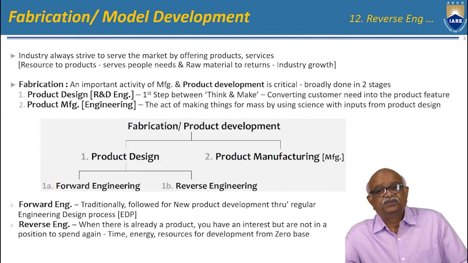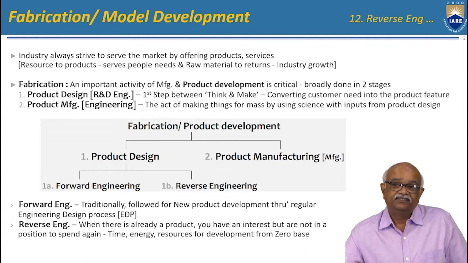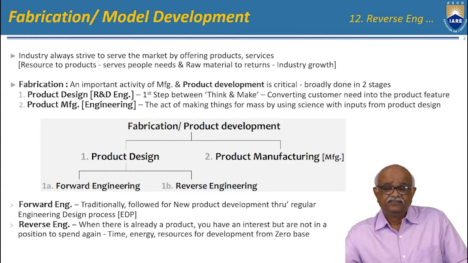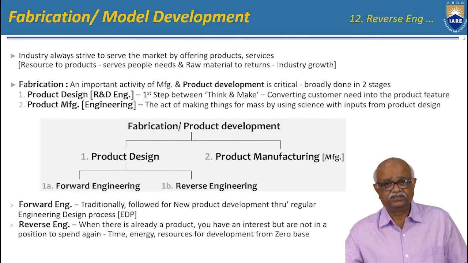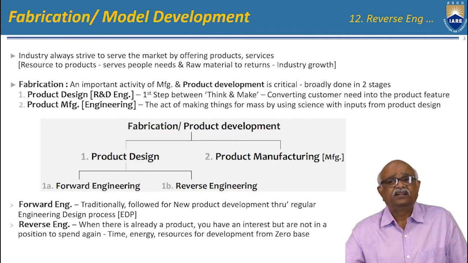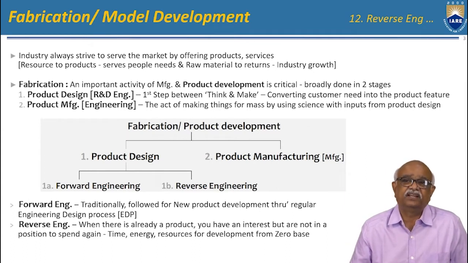In the design also, there are two major methods. One is forward engineering, that is a regular engineering development process. Another is reverse engineering. Reverse engineering is done when already there is a product, but you have an interest to do it, but you don't want to spend too much money, or you don't have time to develop. At the same time, you don't want to start from the zero base. You will take it like a relay race. At some point, you take it and take it forward, something like that.